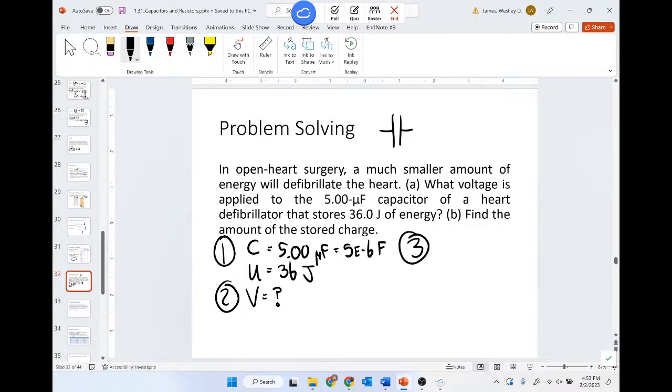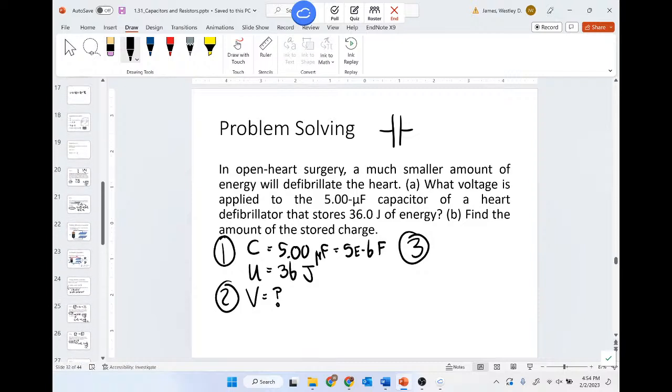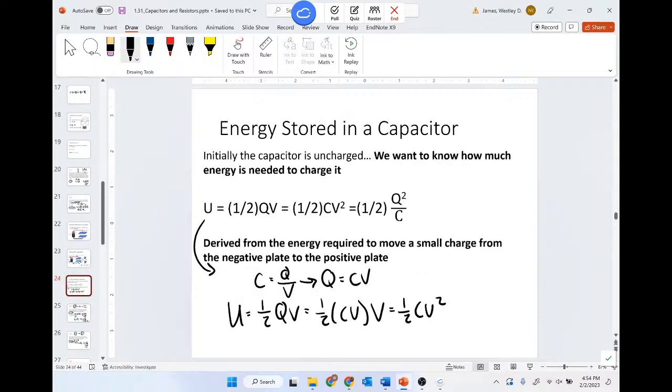I just remember that U equals 1/2 QV, and that is not the one we're using. I would end up having to derive it, but I'll save myself some time and just use my notes. The beauty of notes. All right, so we scroll. Energy stored in a capacitor, bam, there's 3 different equations.